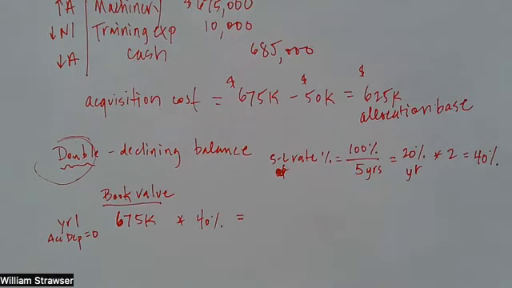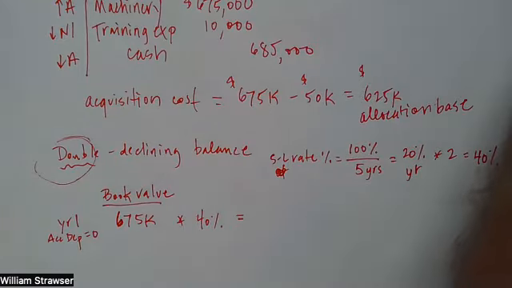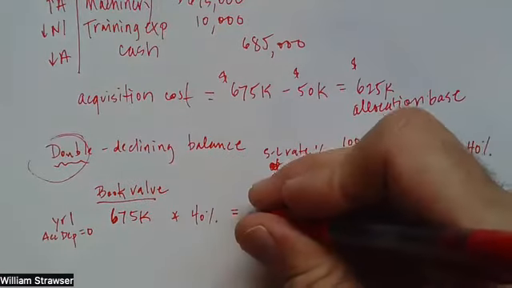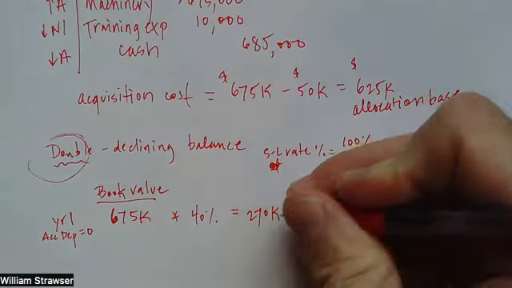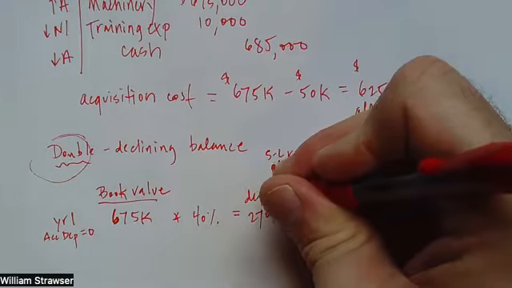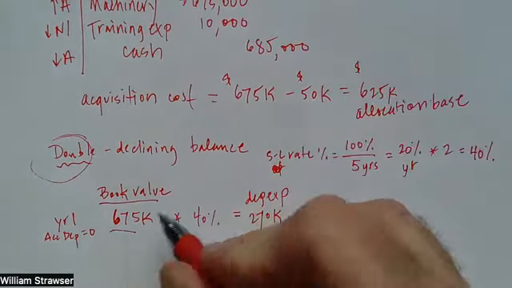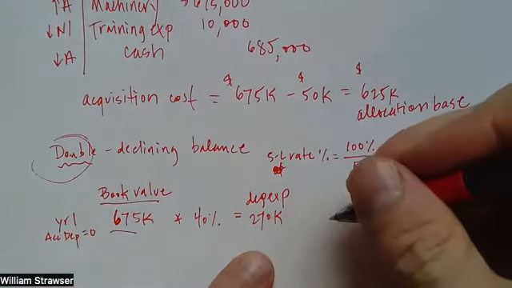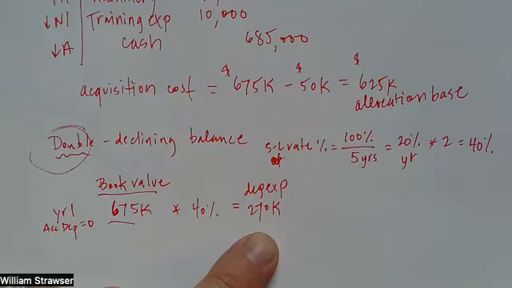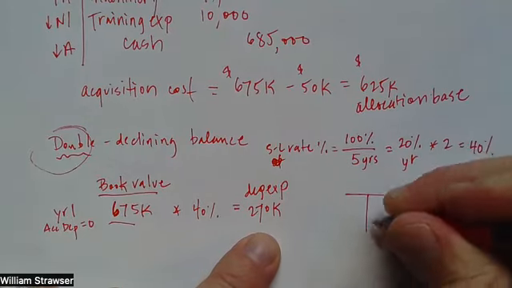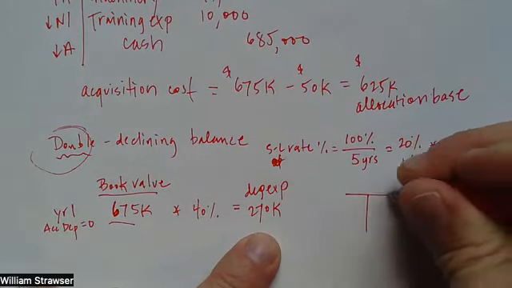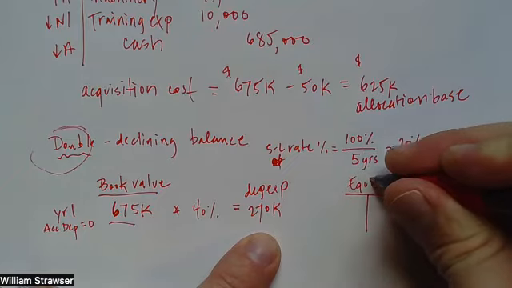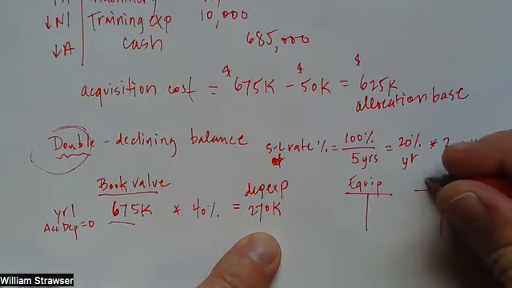So 675 times 40%, that tells me what my depreciation expense would be under the double declining method for the first year. It ignores that salvage, which tends to be a mistake people make. So be careful with that. It takes the full 675. So if I recognize 270 depreciation expense and I've got my T account set up, equipment or machinery, same thing really.